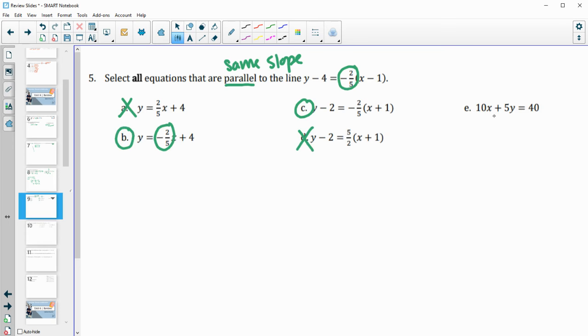And then we can solve this one. So we would be subtracting the 10x over, and then we'd be dividing by 5. So that's kind of a shortcut: do the opposite of the number in front of the x, divided by the number in front of the y. So this is going to give us a slope of -2, so E would not be parallel.